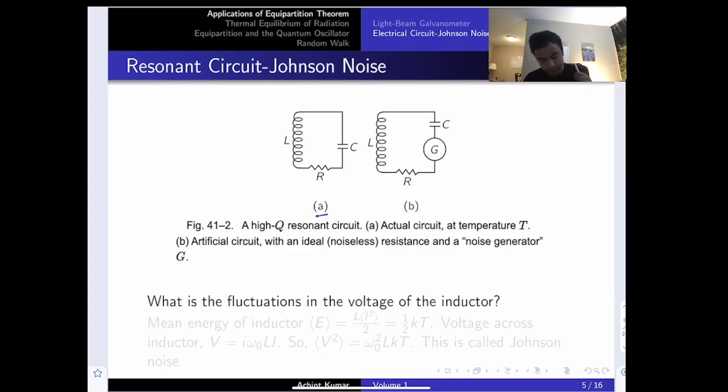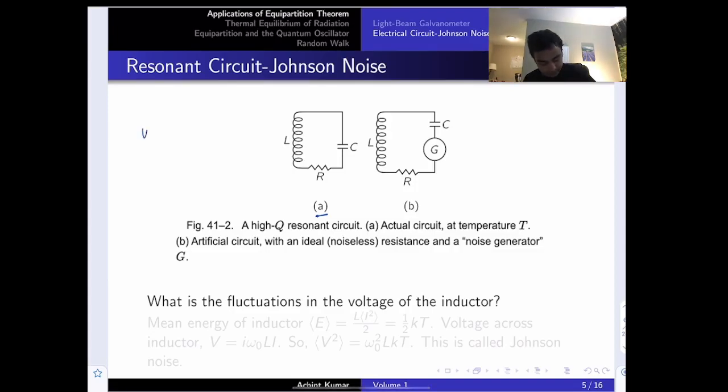Even then, what would happen is that there are fluctuations in the voltages across the resistor, across the inductor, across the capacitor, and the reason is because the electrons in the resistor fluctuate because of thermal energy, and that creates a potential difference which is seen across the inductor and the capacitor. So, without going into the details of exactly what is producing these fluctuations, we could ask: what is the fluctuation in the voltage of the inductor?